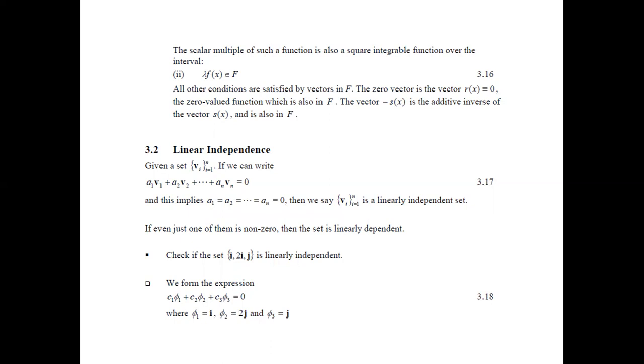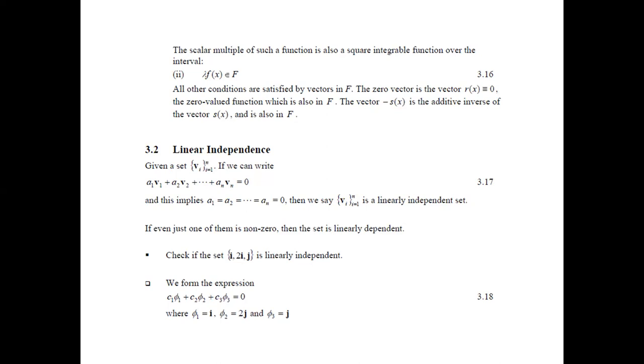Now let us move on to linear independence. Suppose you are given a set v_i, i equals 1 to n. You can write a1 v1 plus a2 v2 up to plus an vn equals 0, and this implies that a1, a2, and all the other a's are 0. So we say that v_i, i equals 1 to n, is a linearly independent set. If even just one of them is non-zero, the set is linearly dependent.